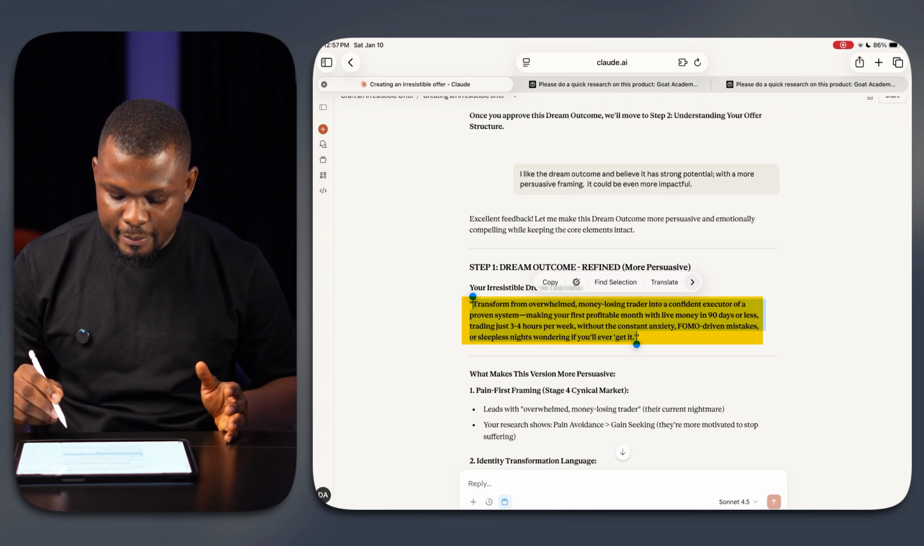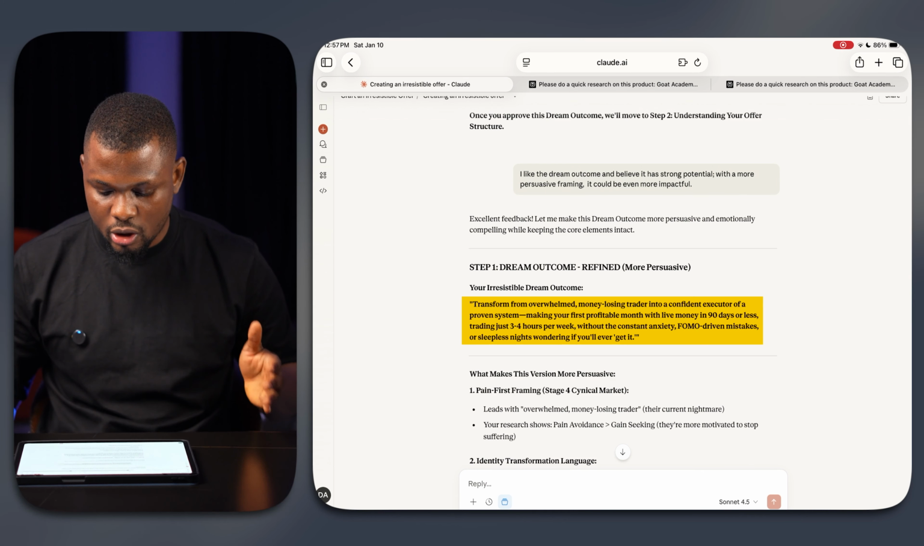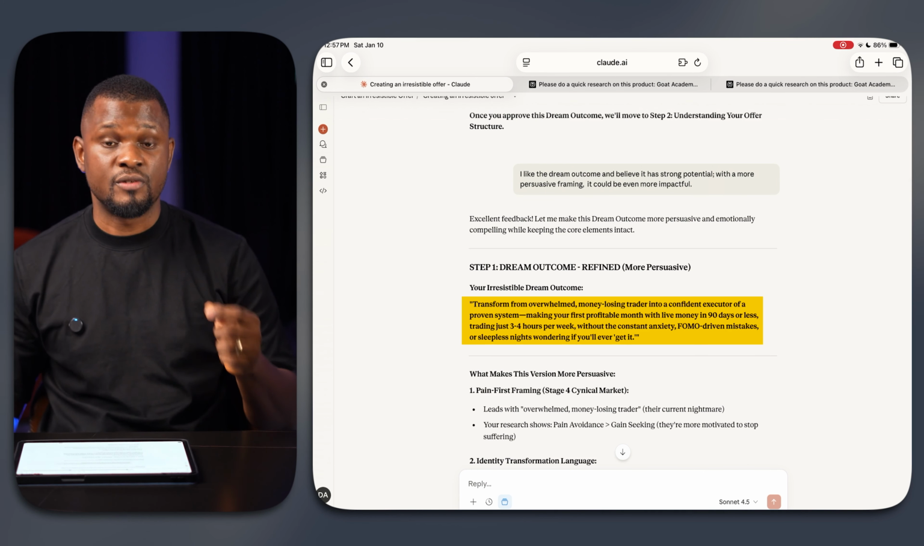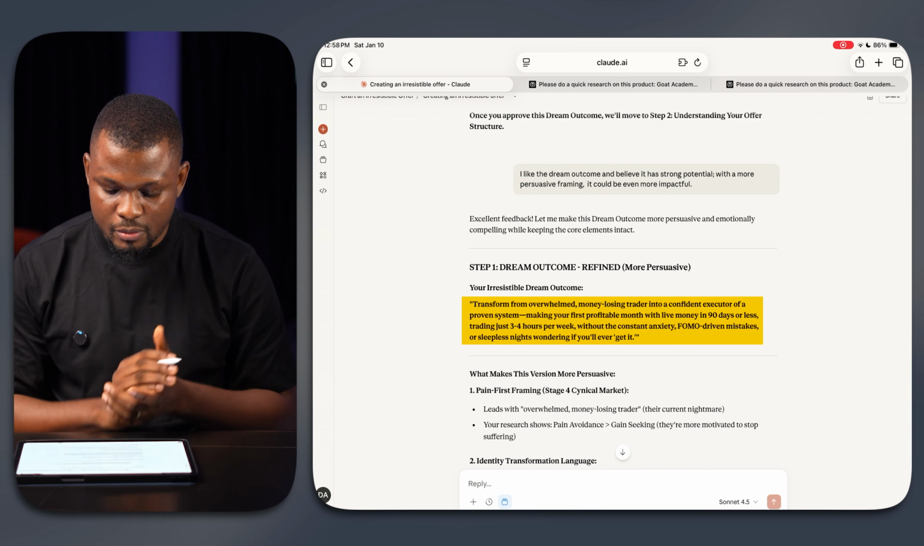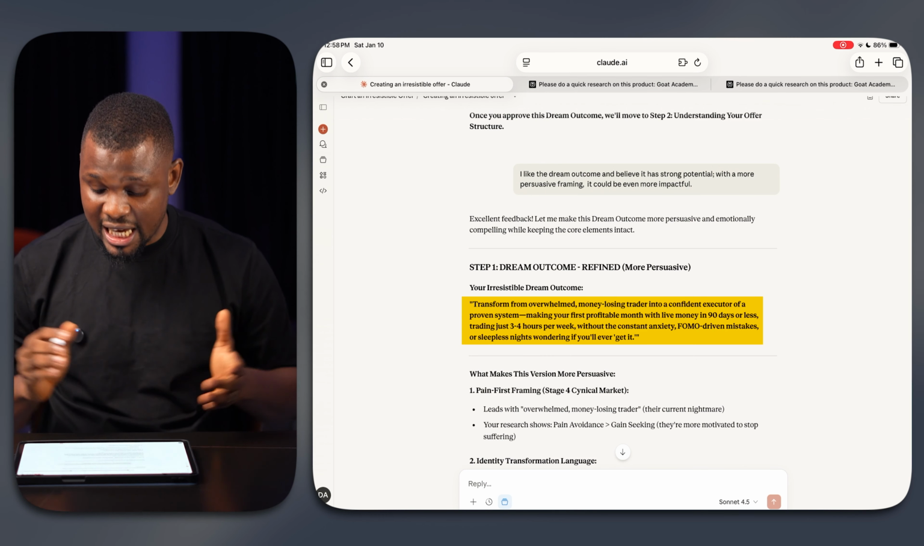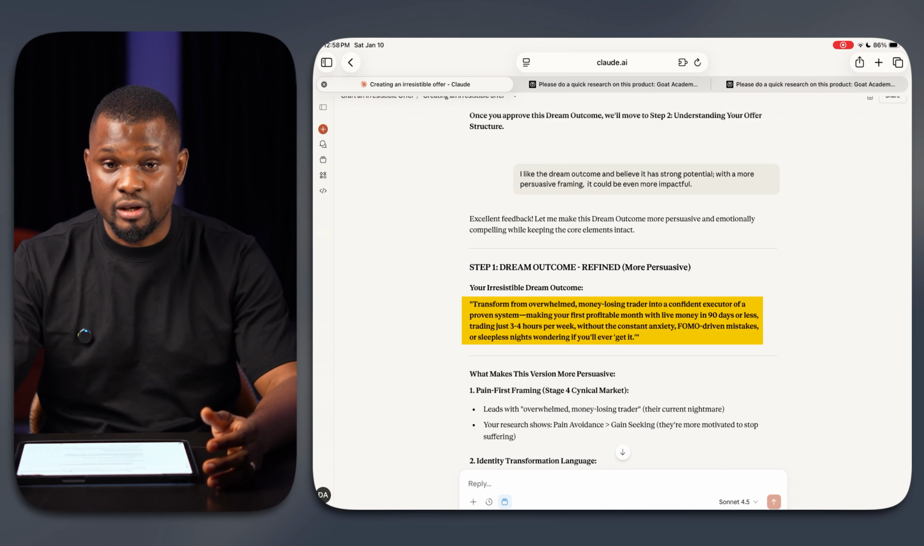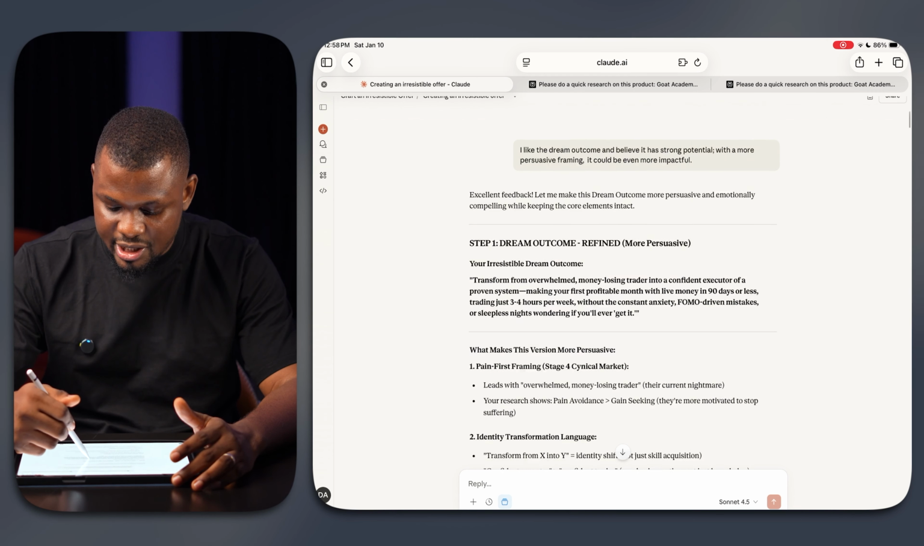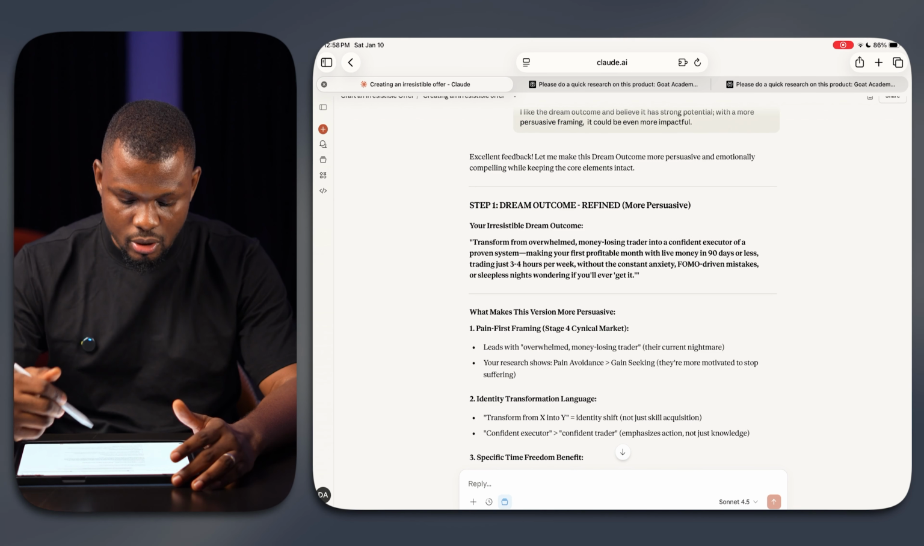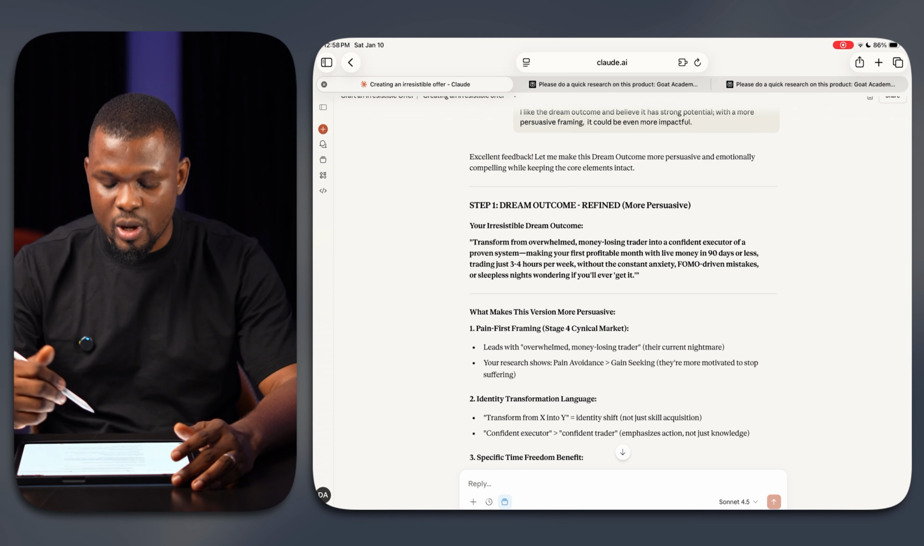Transform from overwhelmed, money-losing trader into a confident executor of a proven system, making your first profitable month with live money in 90 days or less, trading just 3 to 4 hours per week without the constant anxiety, FOMO-driven mistakes, or sleepless nights wondering if you will ever get it.